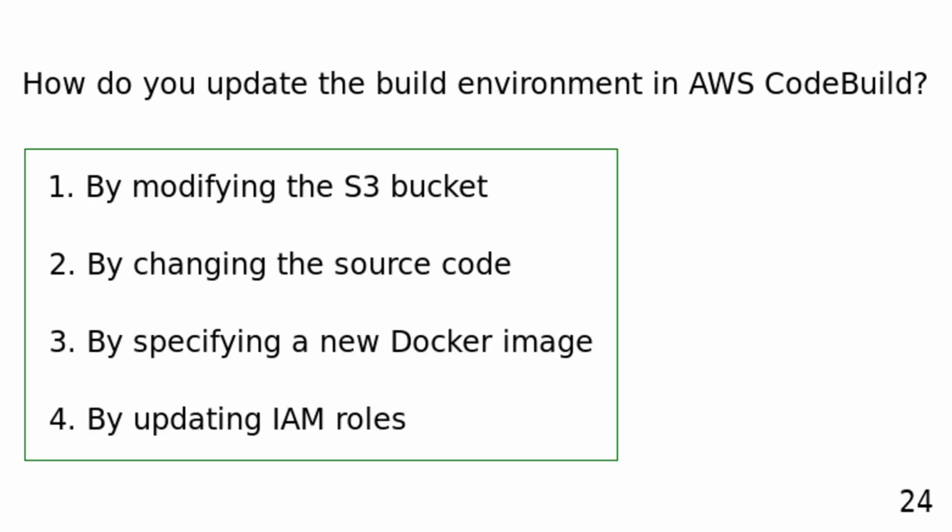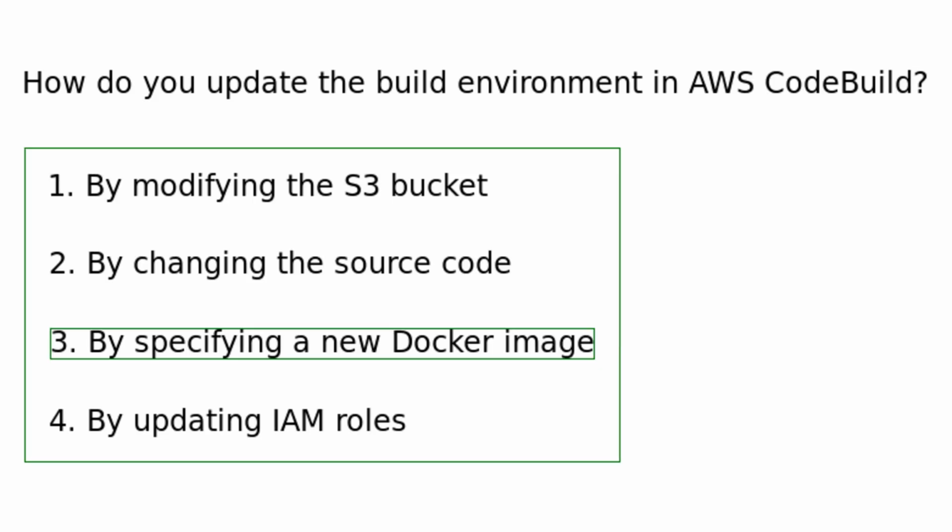How do you update the build environment in AWS CodeBuild? By modifying the S3 bucket. By changing the source code. By specifying a new Docker image. By updating IAM roles. You can update the build environment in AWS CodeBuild by specifying a new Docker image in the project configuration.